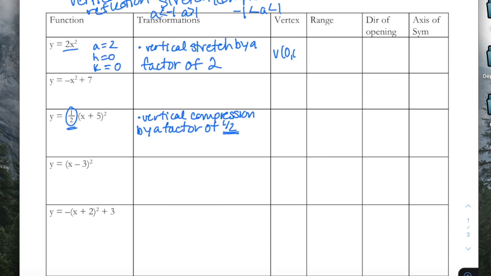Okay, getting back to this guy, what is the vertex? Well, the vertex is 0, 0. Maybe we can jot down a little graph of this. So if I were to graph this, I know it's going to be like the parent function, but it's going to be skinnier. Okay, so the range of this is 0 to infinity. The direction of opening is up, and the axis of symmetry is x equals 0.